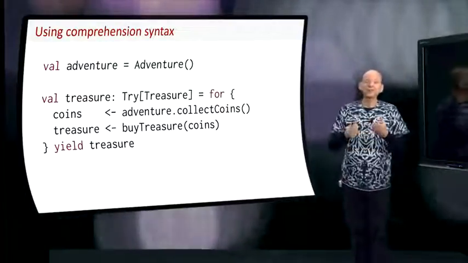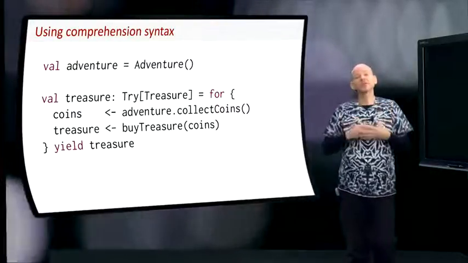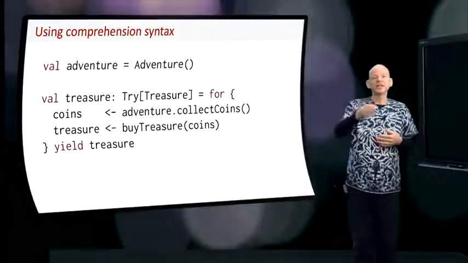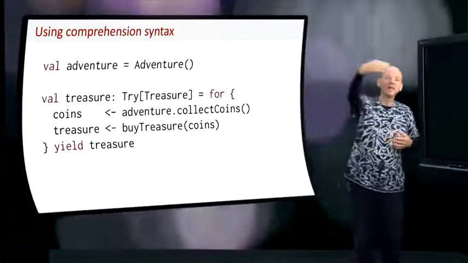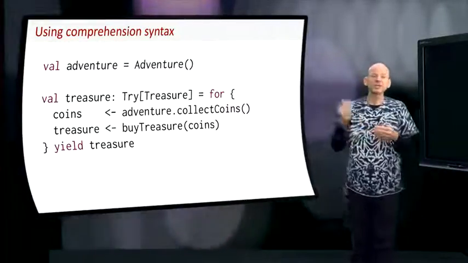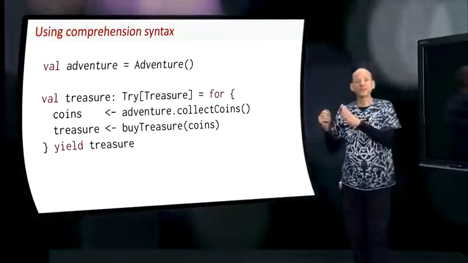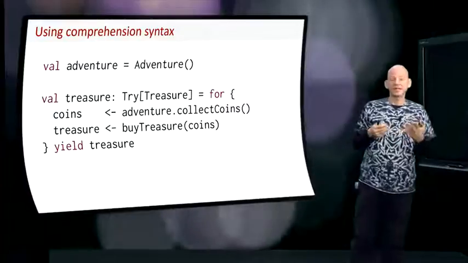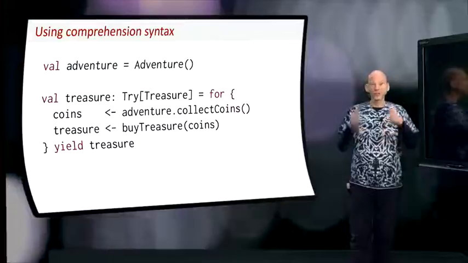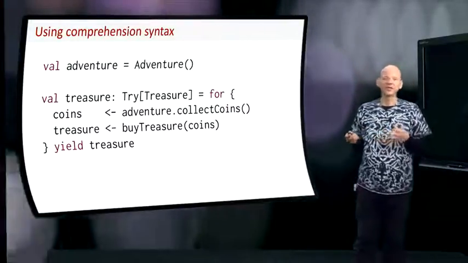Of course, instead of flatMap in Scala, we can also use for-comprehension syntax, which makes it look even nicer. So we can write using for comprehensions. We can say collectCoins and then put that into coins. You see that instead of an equal sign, we use the left arrow because on this side it's a Try of list of coins, and on the other side it's a list of coins. And the same for treasure, and then we yield the treasure. So this is a nicer notation for these monadic functions.